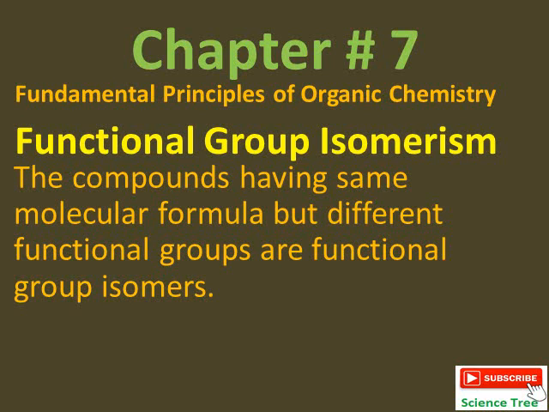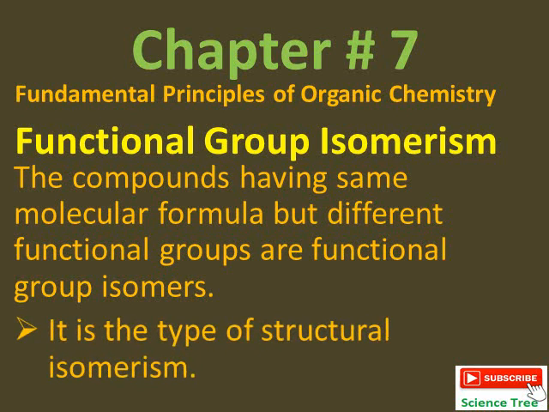Now in functional group isomerism, the compounds having same molecular formula but different functional groups are called functional group isomers. It is a form of structural isomerism. And now how does it happen? When the functional group changes, definitely the physical and chemical properties will also change. So both the isomers have same formula but with different specifications. Let's know how.